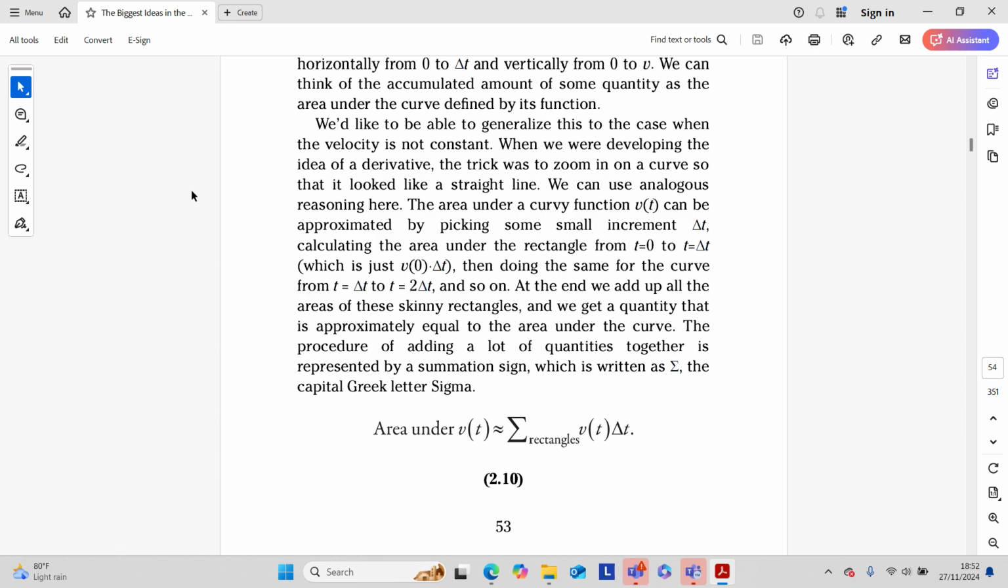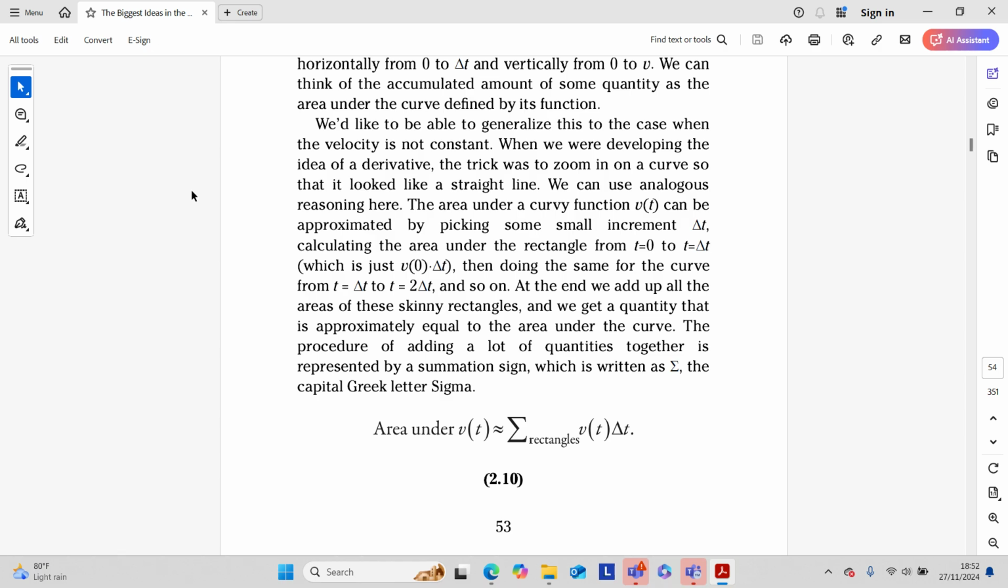The area under a curvy function f(t) can be approximated by picking some small increment delta t, and calculating the area under the rectangle from t equals 0 to t equals delta t, which is just v0 times delta t. Then doing the same for the curve from t equals delta t to t equals 2 times delta t, and so on. At the end, we add up all the areas of these skinny rectangles, and we get a quantity that is approximately equal to the area under the curve.